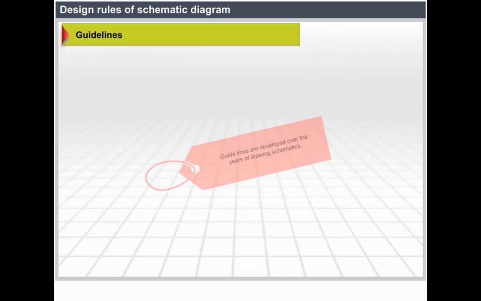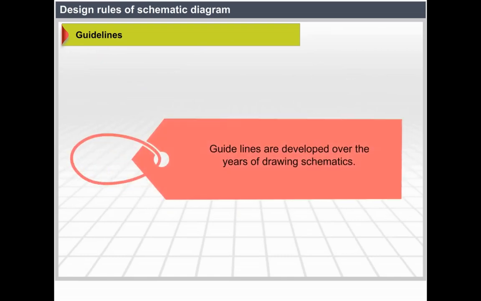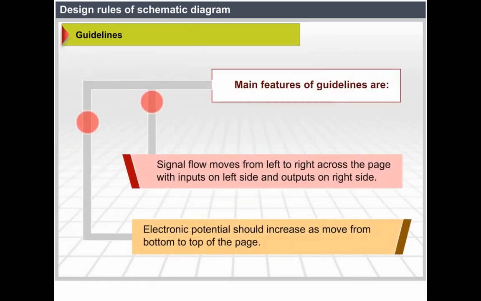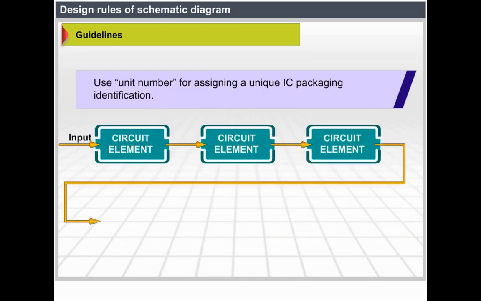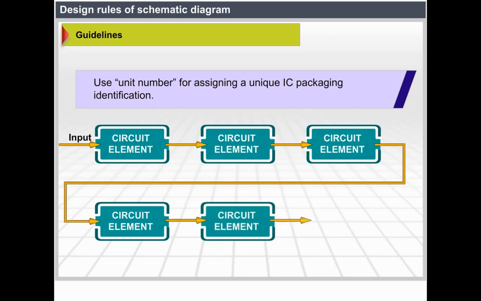Guidelines. Guidelines are developed over the years of drawing schematics. Main features of guidelines are: signal flow moves from left to right across the page, with inputs on the left side and outputs on the right side. Electronic potential should increase as you move from the bottom to the top of the page. Use unit numbers for assigning a unique IC packaging identification.